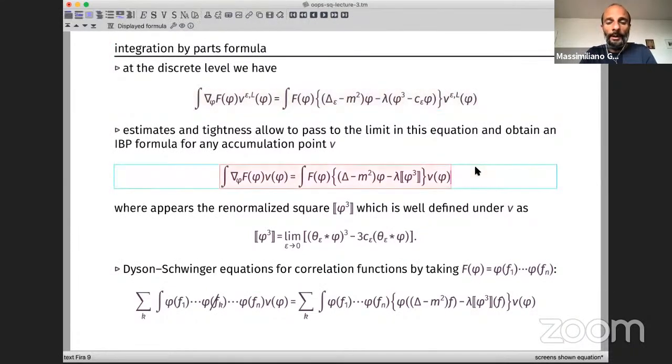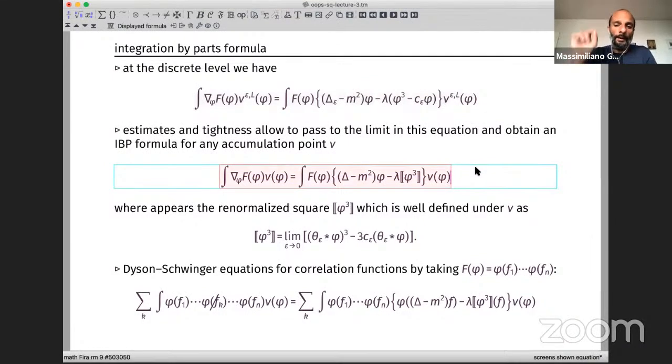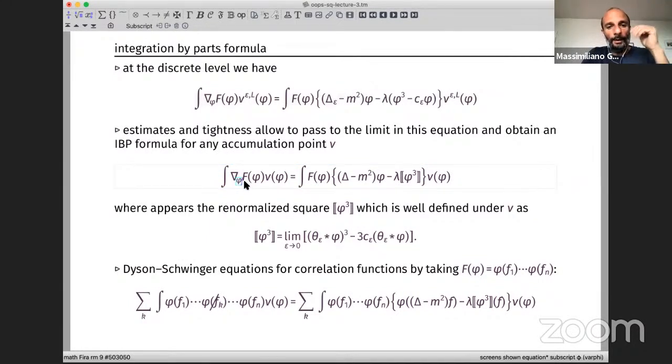You get an equation in the limit for any accumulation point. So any accumulation point nu will satisfy this integration by parts formula, which makes sense because f could be taken as a nice functional, so it can certainly be differentiated in certain directions. And so this formula is a bit formal, but you can make it rigorous. So you differentiate just with respect to testing with some function, something like this, and then here you have the testing of the right-hand side. That's more or less what I wrote here.